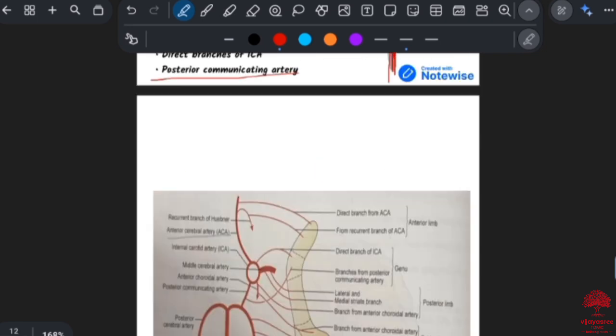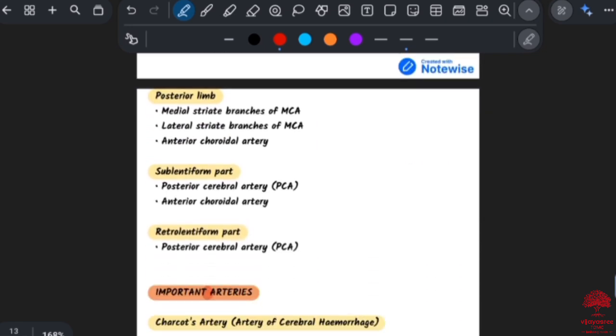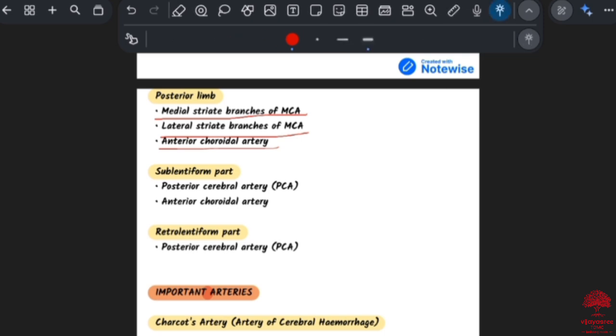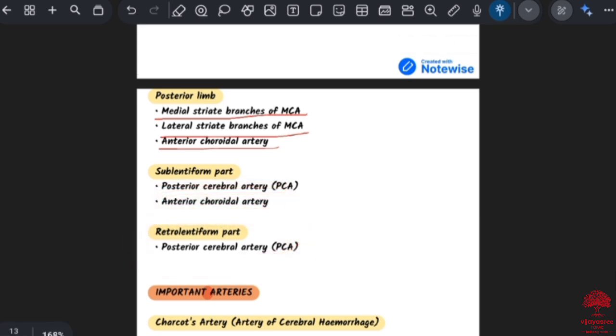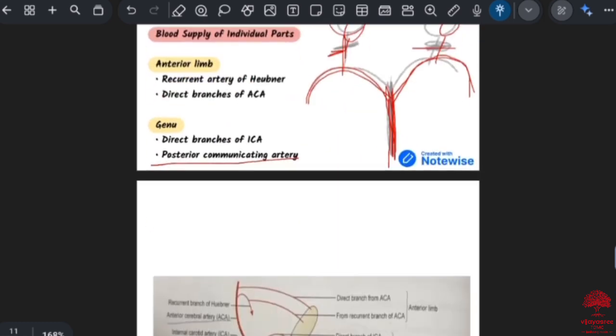So coming to the next part, that is the posterior limb. It is supplied by the medial and lateral striate branches of the middle cerebral artery and the anterior choroidal artery. Then the sublentiform part is also supplied by the posterior cerebral artery and anterior choroidal artery. Then the retrolentiform part is supplied by the posterior cerebral artery. We can show it in the figure.